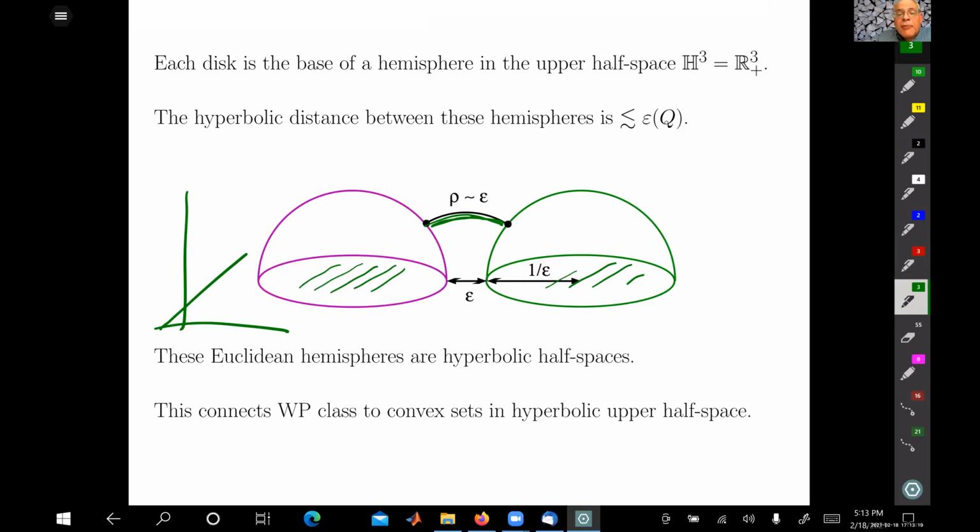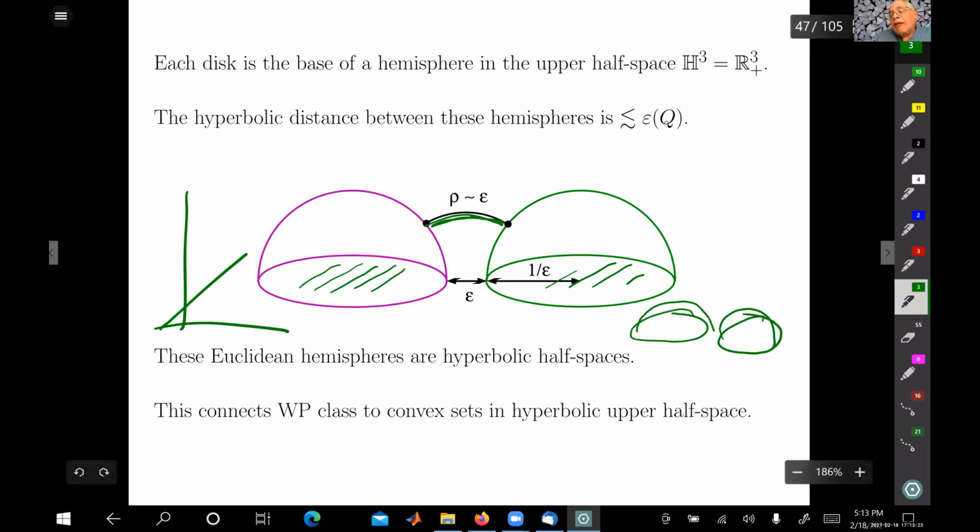Now, if I take a Mobius image of these two disks, they're going to map to two other disks, which have hemispheres, but the distance doesn't change. The hyperbolic distance doesn't change between those. And so this is going to lead us to the hyperbolic or the conformally invariant version of the beta numbers. This is also leading us into convex sets, because these hemispheres in the hyperbolic geometry are half planes.